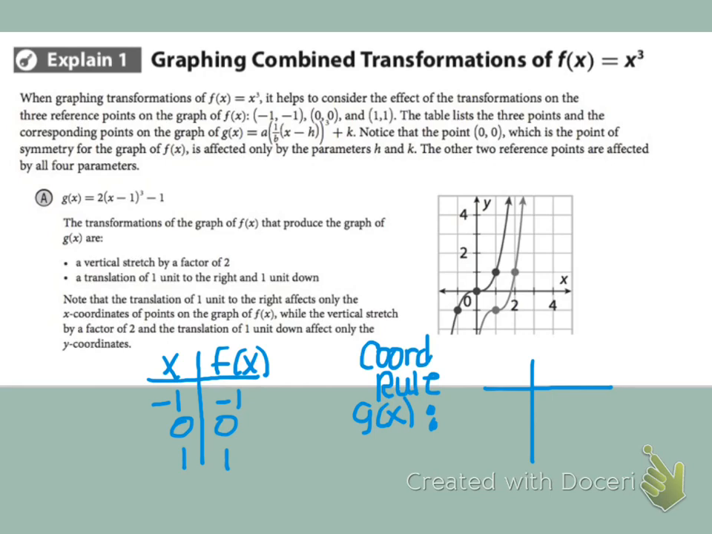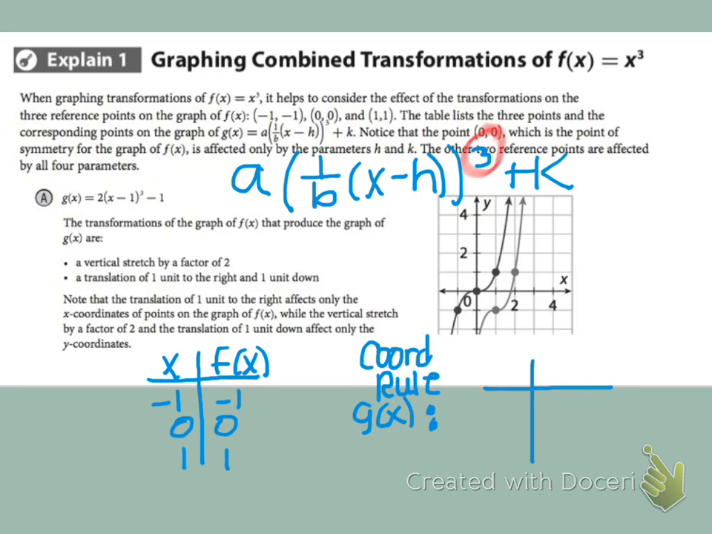these coordinates. So when graphing transformations of x cubed, it helps to consider the effect of the transformation on 3 reference points on the graph: -1, -1, 0, 0, and 1, 1. The table lists the 3 points and the corresponding points on the graph of g of x is equal to a times 1 over b x minus h cubed plus k. So now that looks just like vertex form for a quadratic, and the only difference is that that's to the 3rd power instead of to the 2nd power, right?